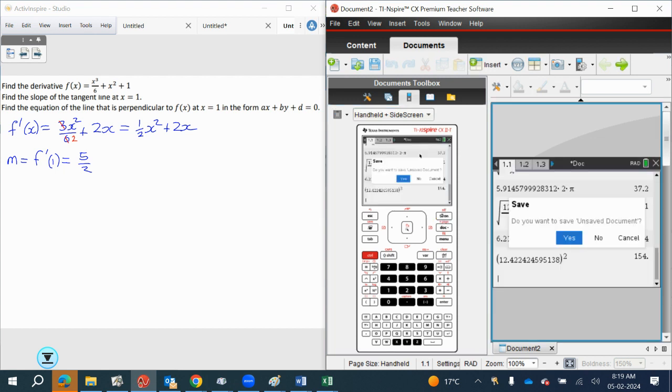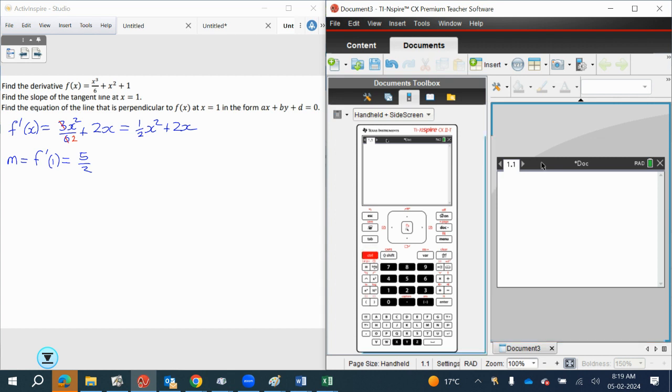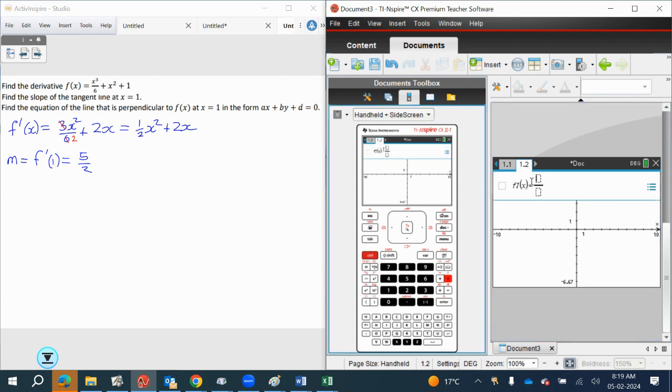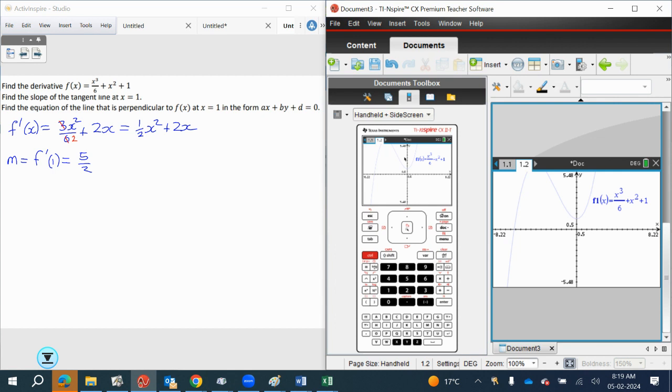I'm just going to start a new document. Let's add a graph. I'm going to start off by drawing the function. So type in the function: x cubed over 6 plus x squared plus 1. Our function looks like this. Our line is this. We're going for a normal line. It's going to be here. Type your function. There's a few bits and pieces we can do. I'm going to show you a few techniques with the calculator.